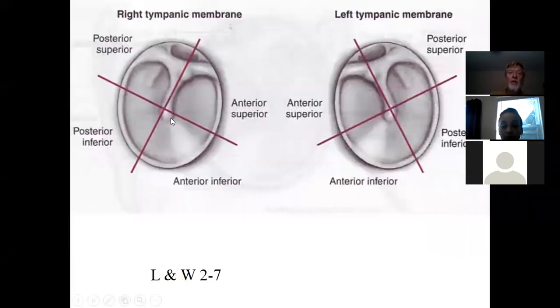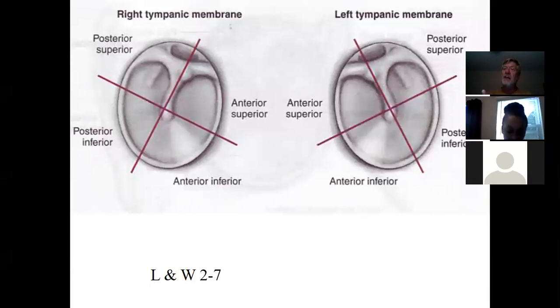And this is what you call the cone of light. The cone of light isn't a real thing. It's just a reflection of light from your otoscope. And in the right ear, it should be at 5 o'clock. And in the left ear, it's at 7 o'clock. So when one shows a picture of an eardrum, you can tell which one it is by looking at the direction of the cone of light.